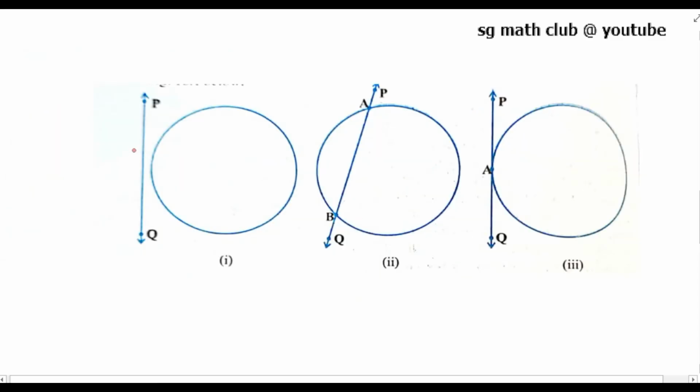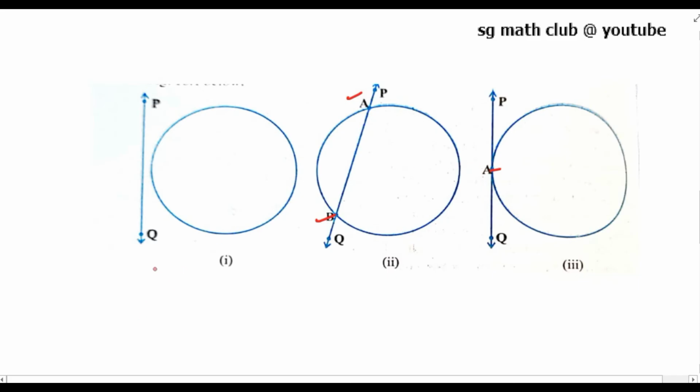Now you can see a line segment PQ and circle. In the first case, you can see that the line segment PQ and the circle do not have any point in common. In the second case, you can see that this line segment PQ and the circle has got 2 points in common. One is A and the second one is B. And in the third case, you can see that the line segment PQ and the circle has got 1 point in common, that is A.